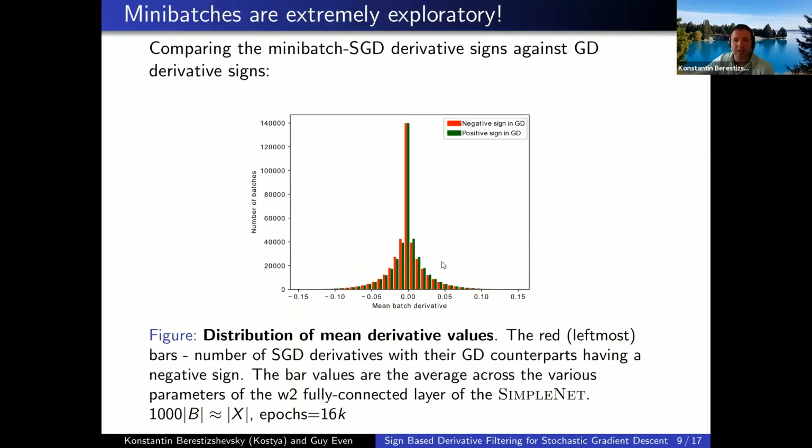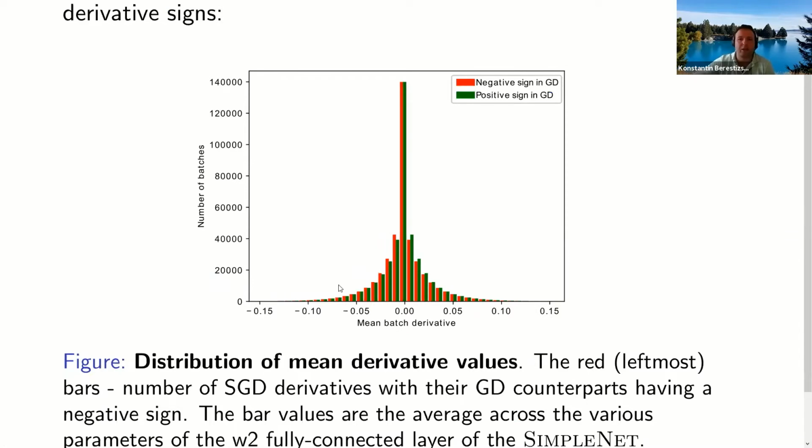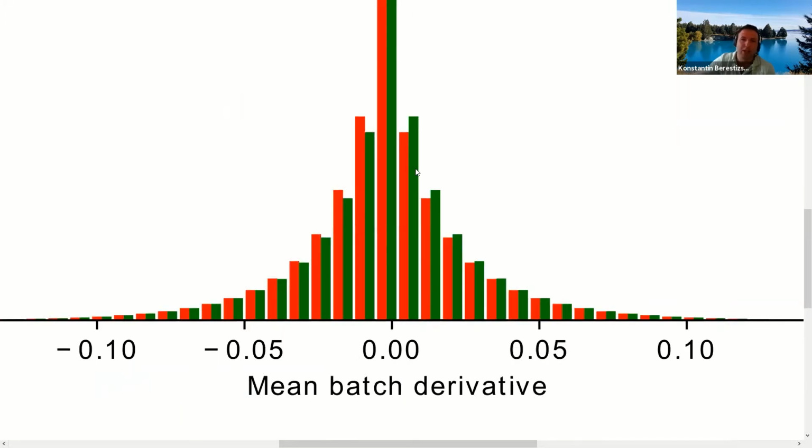And this is the experiment that I was leading towards. I'm showing you the histogram of the values of the partial derivatives taken in the stochastic gradient descent training, and in every bin, I'm coloring in two different colors. In red, the ones whose corresponding gradient descent full data set derivative is negative, and in green, the derivatives whose corresponding gradient descent derivative is positive.